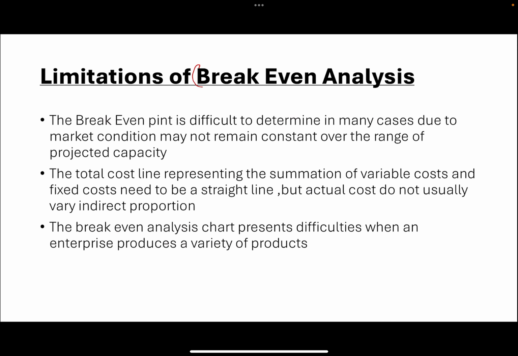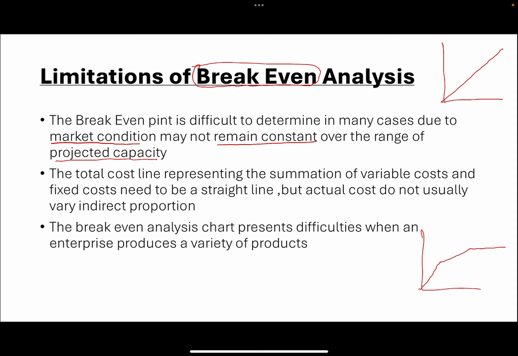So what are the limitations of break-even analysis? The break-even point is difficult to determine in many cases due to market conditions, because market conditions may not remain constant over the range of projected capacity. We have drawn a revenue line like this, but it will not be like this. Initially the revenue can be very high, after that it can drop, sometimes it can become stagnant. So it is very difficult to predict the market at different ranges of the projected capacity.